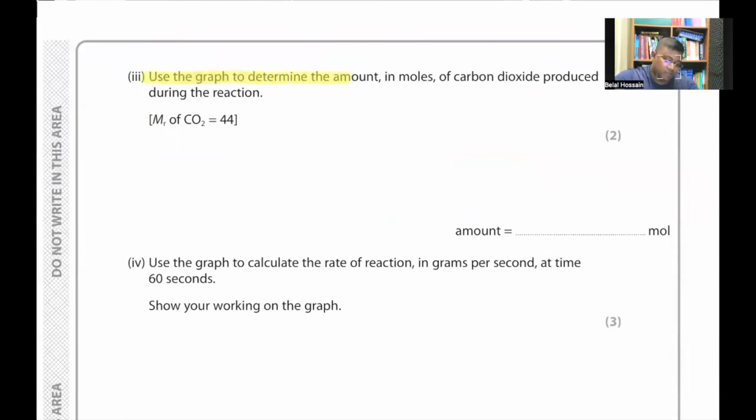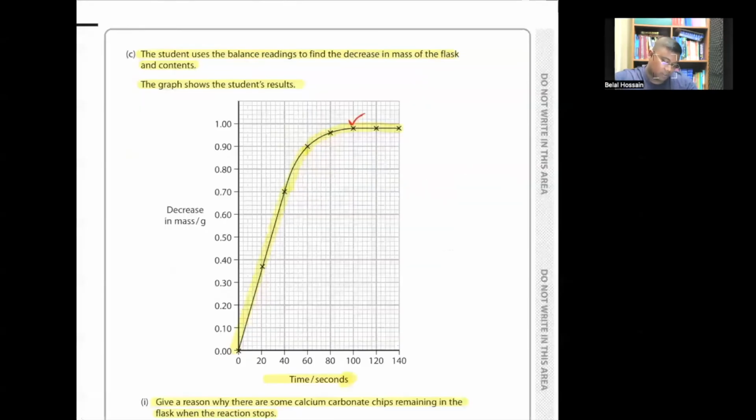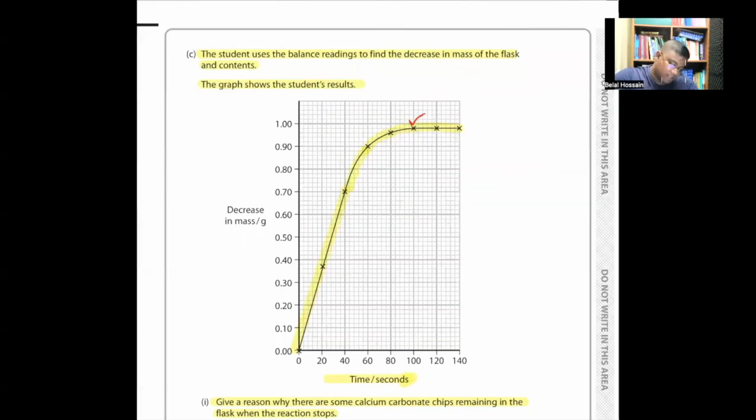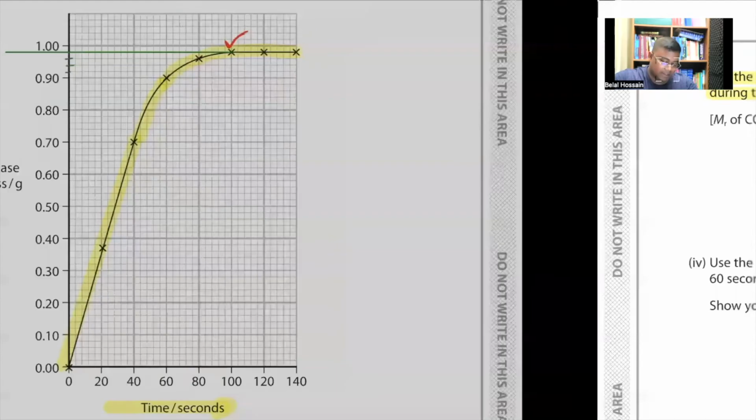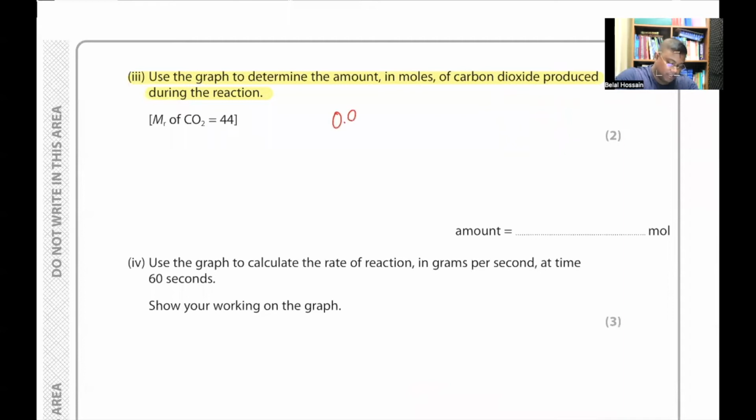Use the graph to determine the amount in moles of carbon dioxide produced during the reaction. We can see there is a total mass lost up until this particular point when the reaction stops. So basically 0.92, 0.94, 0.96, 0.98. So this is 0.98 g lost, the decrease in mass. So 0.98 divided by 44 equals 0.022 moles.